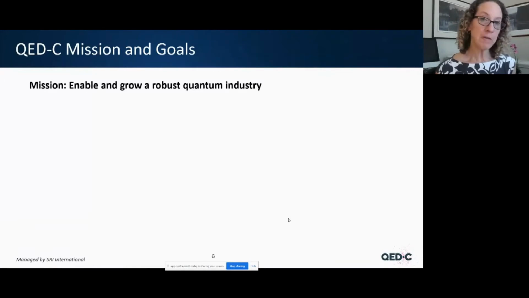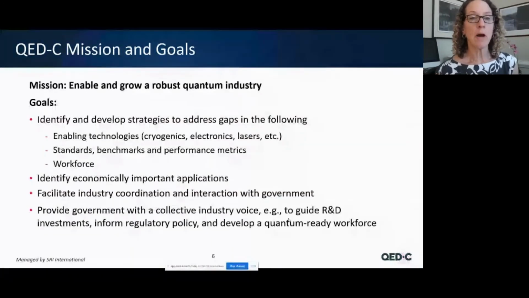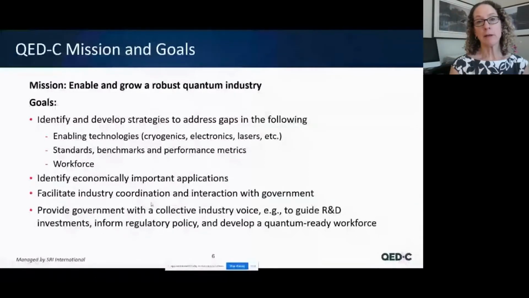So in order to achieve this goal, we have a number of purposes or goals inside that. The mission is going to be reached by achieving these goals. First of all, as the legislation creating the consortium indicated, we are to identify the needs and the gaps. And those are in technology areas and especially enabling technologies. So we sometimes say that QED-C is not about the qubits, it's about all the technologies around the qubit. And so we're hosting workshops and we're doing deep dives and developing roadmaps in various enabling technology areas.